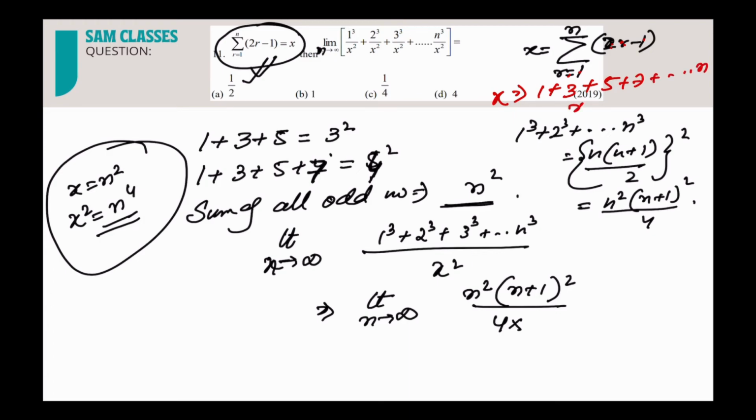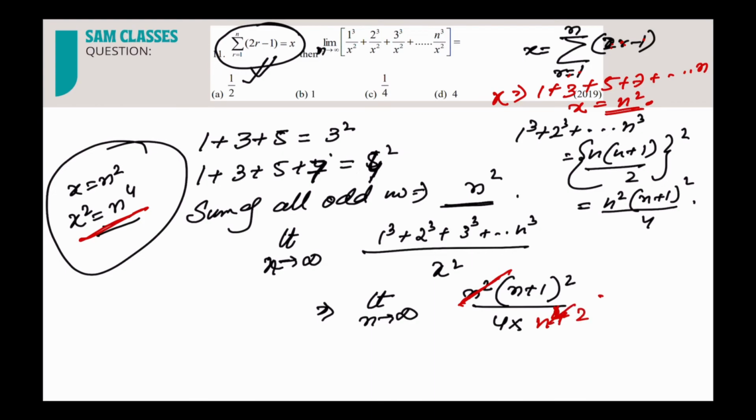So x is equal to what? Sum of odd natural numbers, the sum of all odd numbers till n. So x is equal to n square. So x square is equal to what? n power 4. Into, so this n square got cancelled, this n square and this n power 4, so one n square will be there.